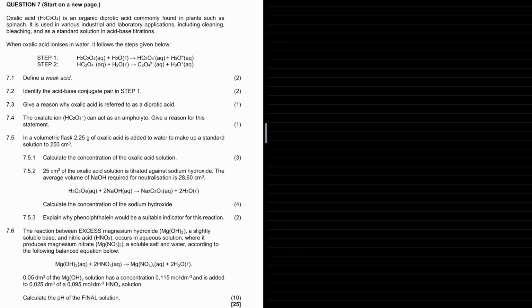Okay, we'll leave out 7.1. We'll go straight to 7.2. Identify the acid-base conjugate pair in step 1. Now here you have a choice. You could go the easy one, which is going to be H2O and H3O plus. It could be H2C2O4 and then HC2O4 minus. You could choose that as well. It's also an acid-base pair.